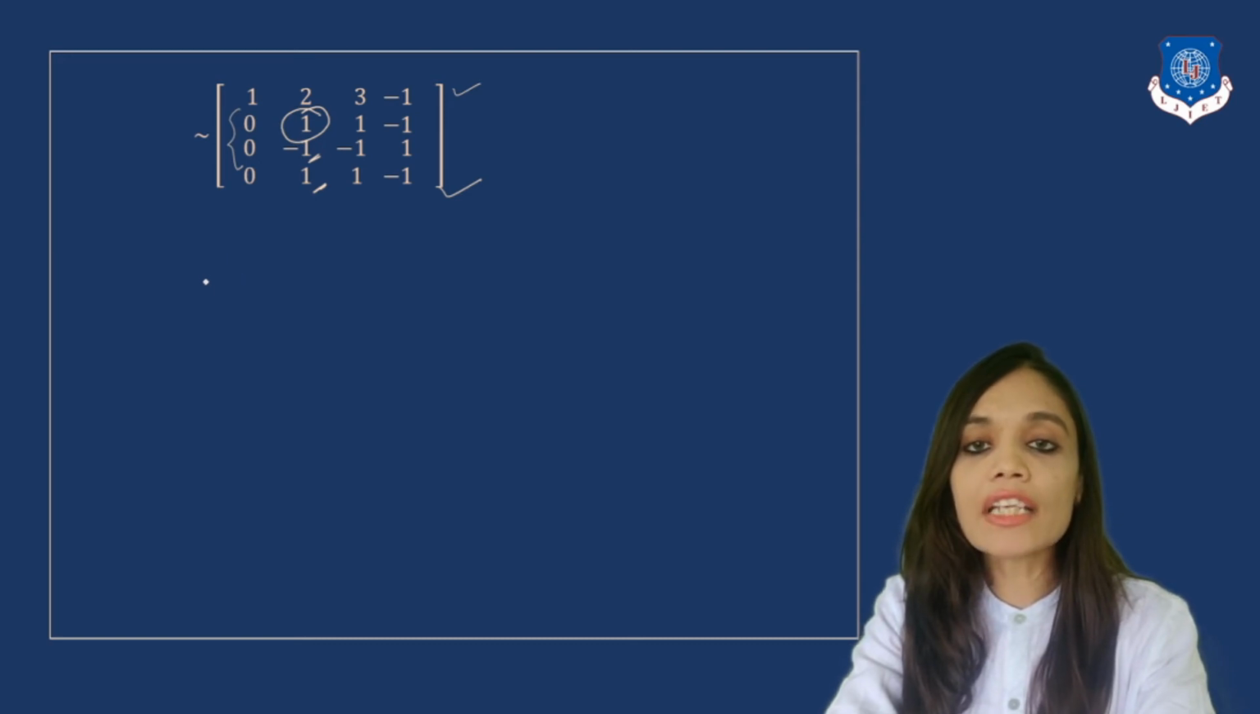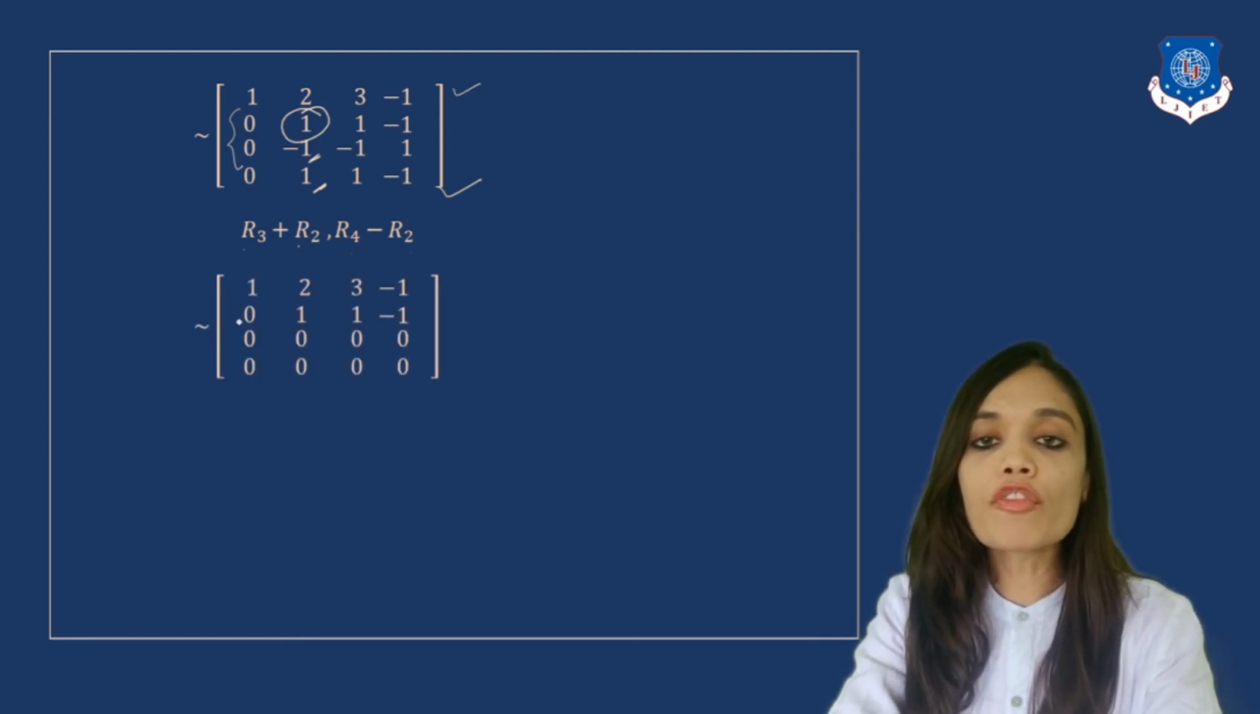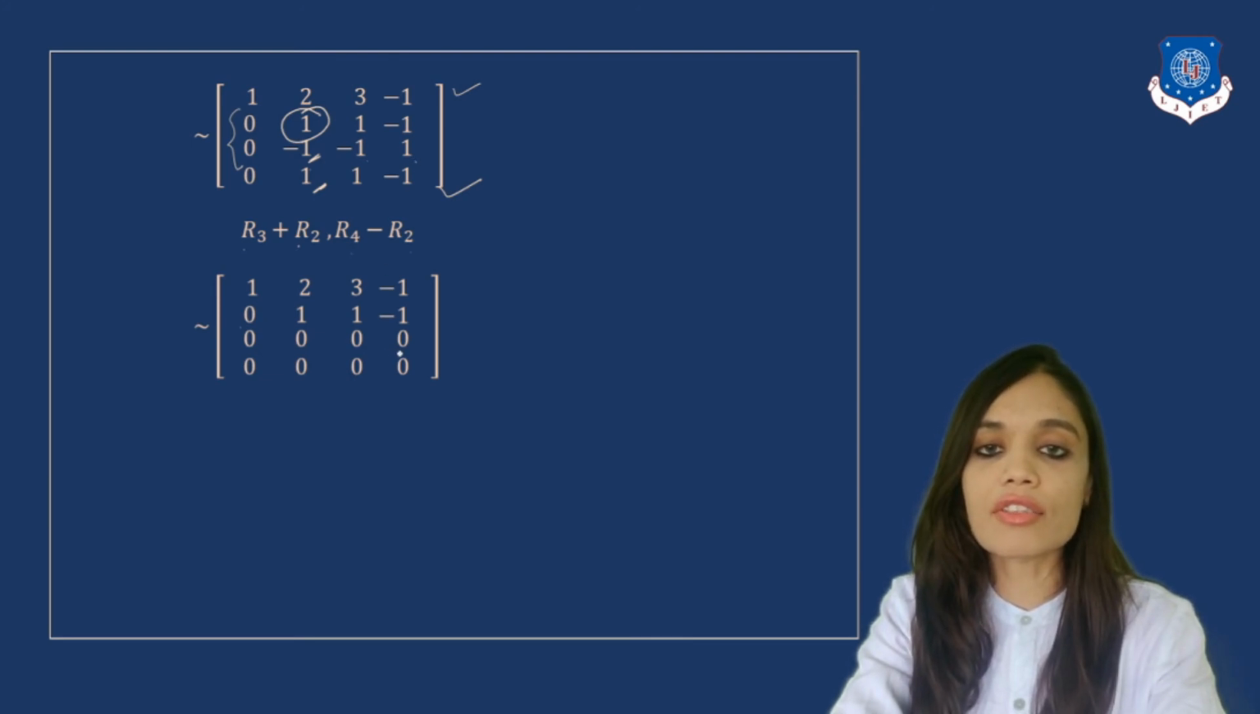So we will apply the following row operations, that is R3 plus R2 and R4 minus R2. Okay. So now the first 2 rows will remain as they are. Just add R3 and R2. So what will you get? 0. Now 1 minus 1, again we will get 0. Minus 1 plus 1, so again the answer is 0.